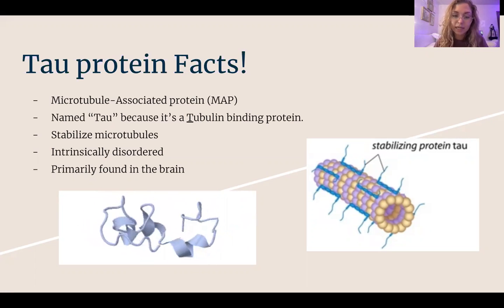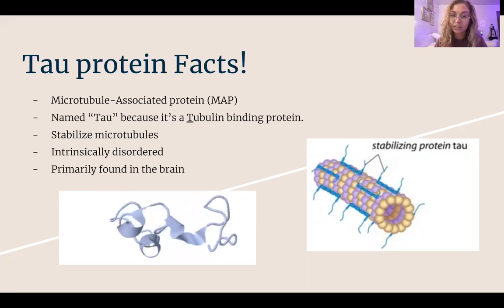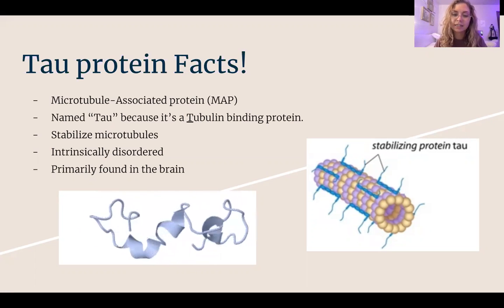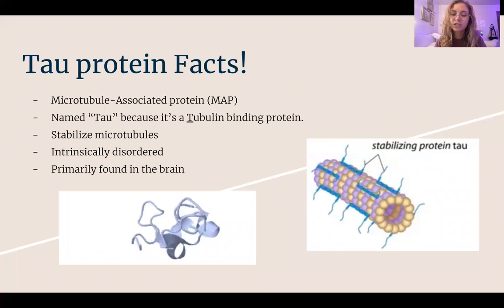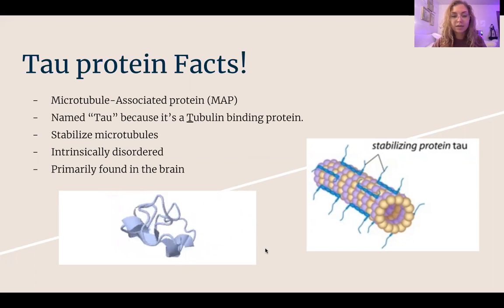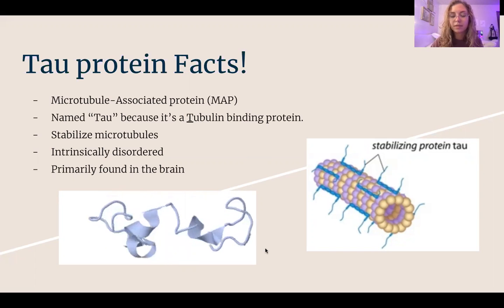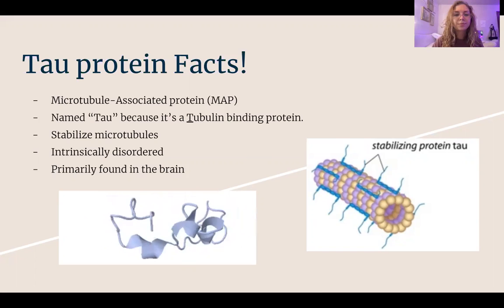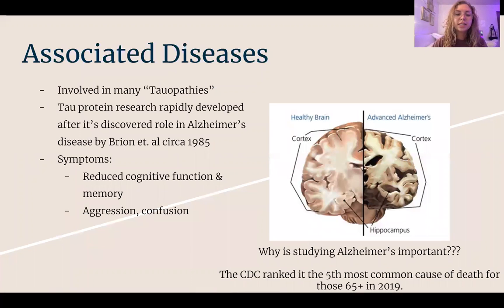And you can also see that in this rotating image of a tau protein, that it has a little bit of alpha helice action going on, but not a whole lot. It's primarily found in the brain, as I said, but it can be found in small amounts in other parts of the body. So the tau protein is involved in many tauopathies, which are all forms of dementia. And the most commonly known one is Alzheimer's.